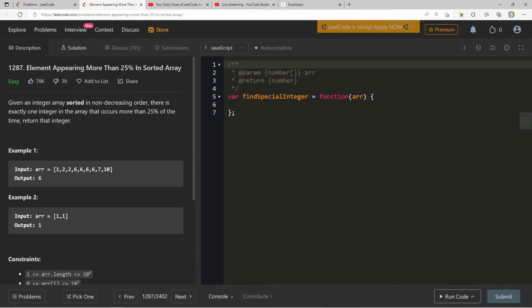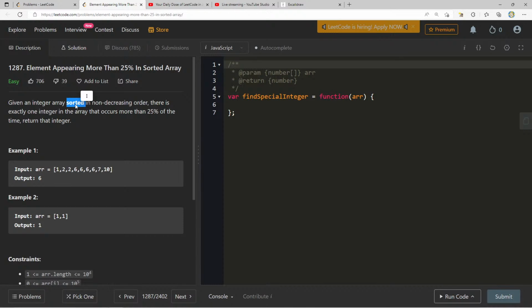Element appearing more than 25% in a sorted array. Given an integer array. So sorted is an extremely important keyword here, right? I just know it is because the first thing I think of when I see sorted is a binary search. So given an integer array sorted in non-decreasing order, there is exactly one integer in the array that occurs more than 25% of the time. Return that integer.